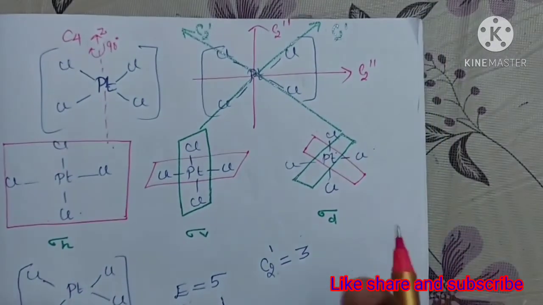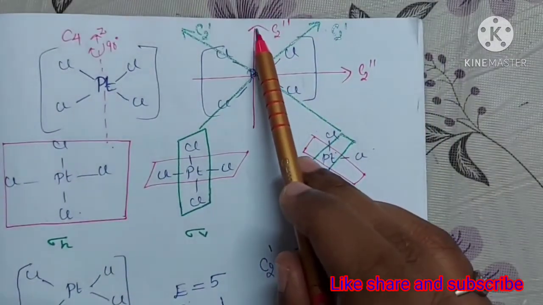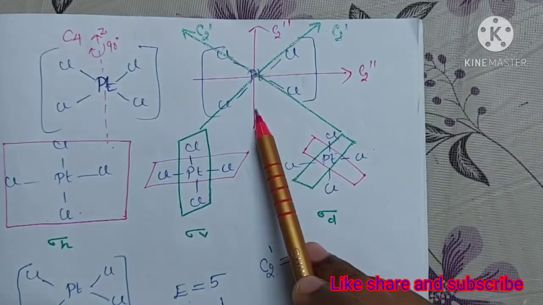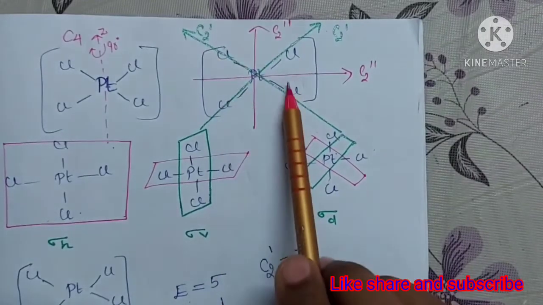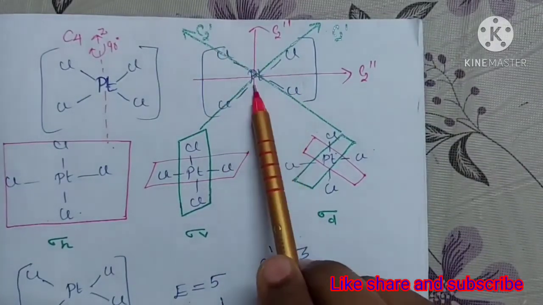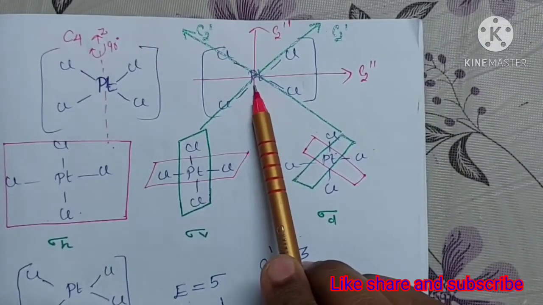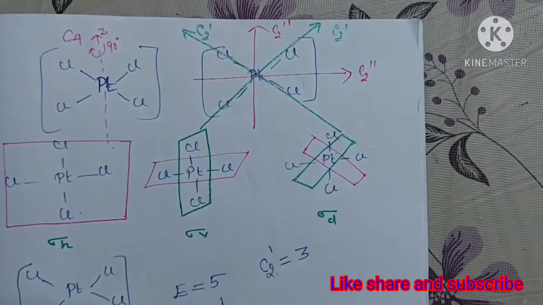In the case of C2 double prime, you can see the axis passes along only the platinum, and while we are rotating along this axis, all these 4 chlorines will be shifted. So the number of unshifted atoms in this case, that is C2 double prime, is 1.